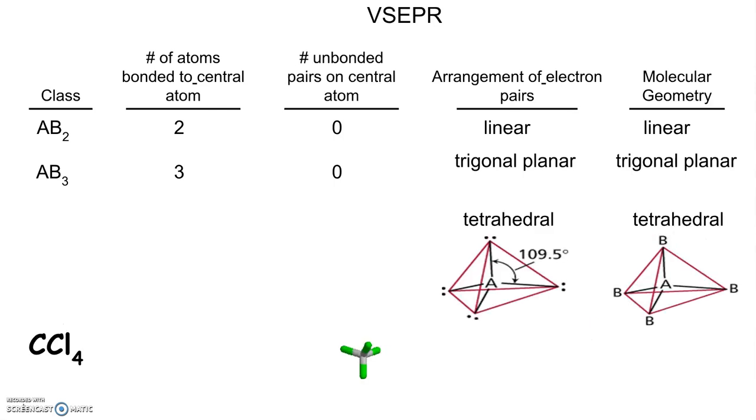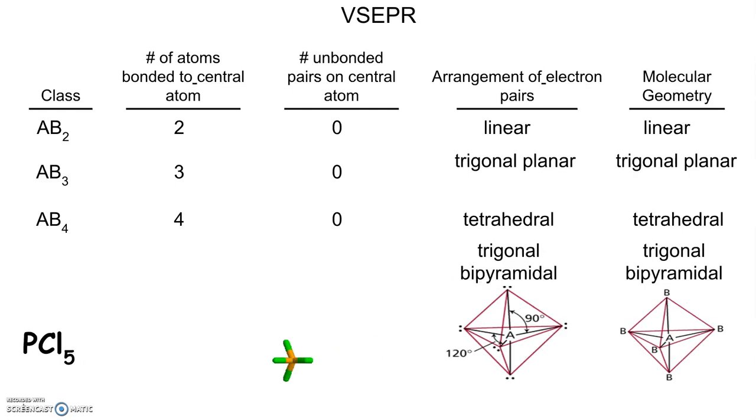Sounds something familiar, right? Our next category is AB4 or AX4, and that's a tetrahedral shape. Carbon tetrachloride has 4 chlorines attached to the central atom and no unshared pairs around the central atom. And it has a bond angle of 109.5.